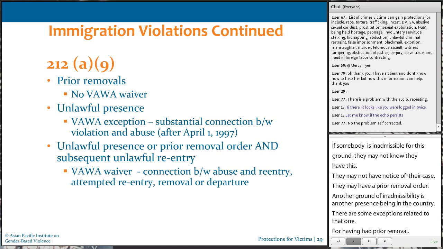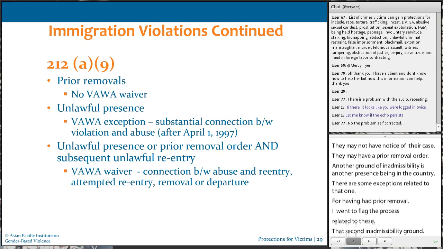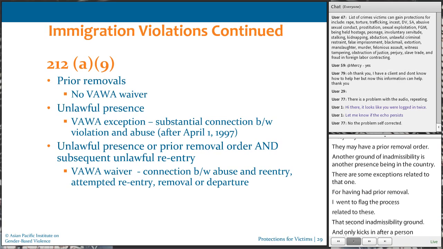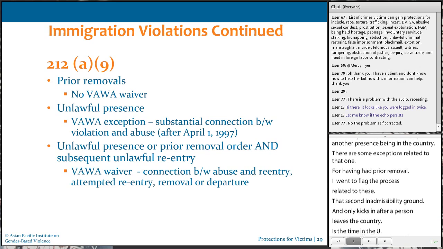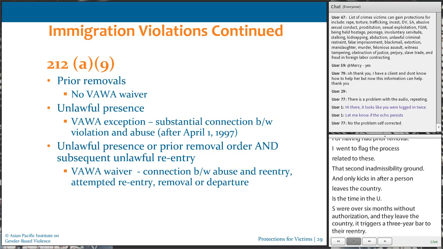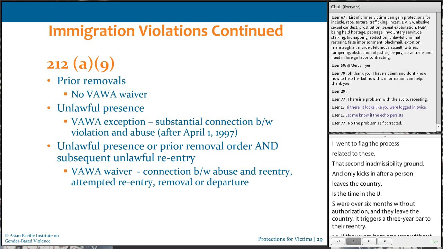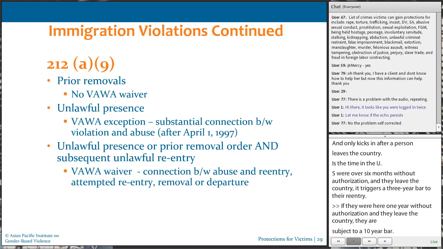It's a ground of inadmissibility, and it only kicks in after a person leaves the country. So if, for example, the time in the U.S. they had on their visa expired, and they left the U.S., if they were in the country for over 6 months without authorization, and they leave the country, it triggers a 3-year bar to their reentry. And then if they were here a year without authorization and they leave the country, they are subject to a 10-year bar to reentry. And then this last ground, if they were here with unlawful presence for a year, they were deported before and they left and they entered again without inspection, an unlawful reentry, they're subject to a permanent bar.